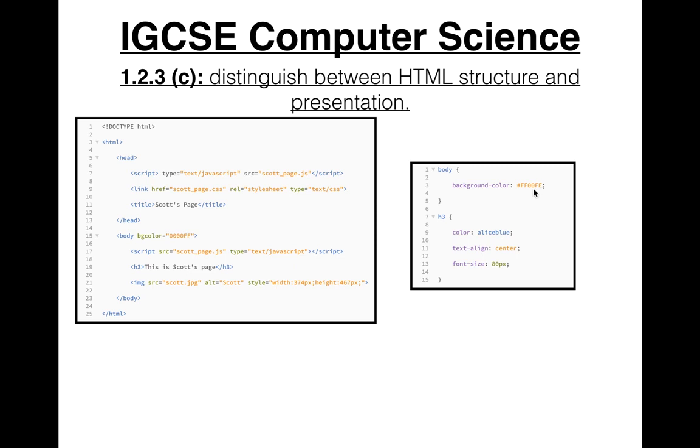This is FF00FF, if you can't read that. That's basically magenta, or however you pronounce it. That really bright pinky color. And then H3 is the header, and the color of the header is Alice blue. And of course the alignment and size are also there.